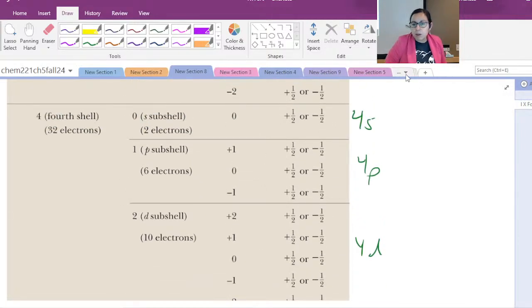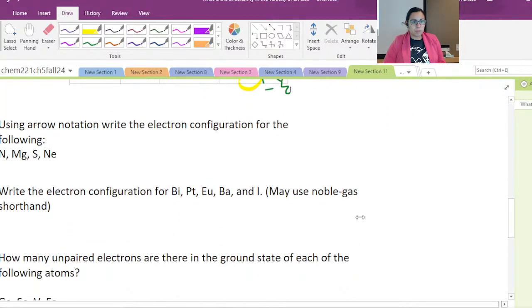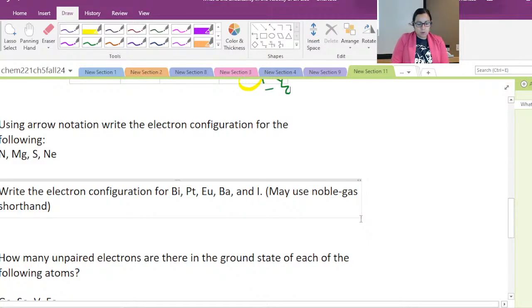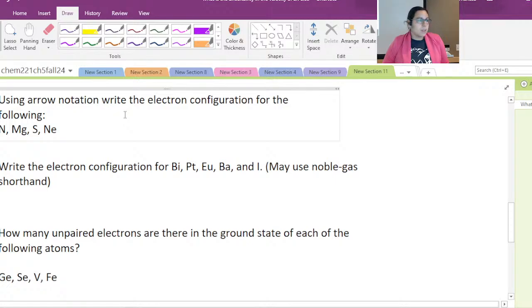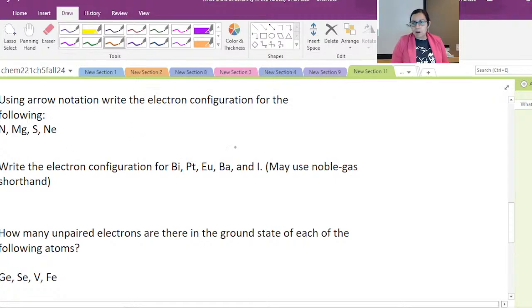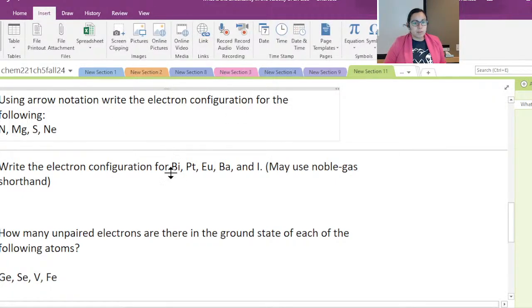All right, let's go back. So let's do this, it's probably good quiz practice. See if you can write your electron configuration for nitrogen, magnesium, sulfur, and neon. And then also write out the arrow notation, so using both of those.